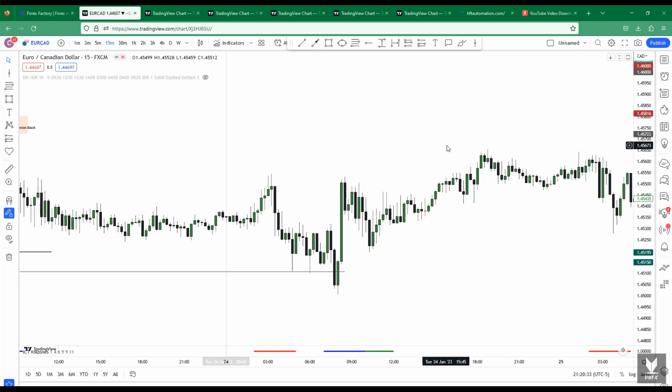Remember, we have a hierarchy of confirmations that form our setup requirement, and that's what we're going to be following.